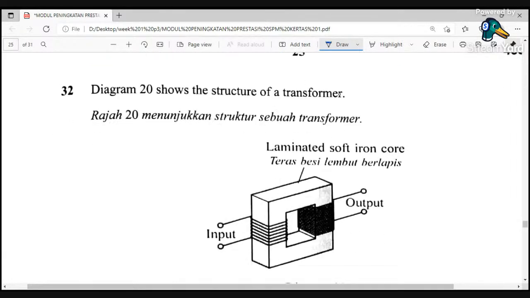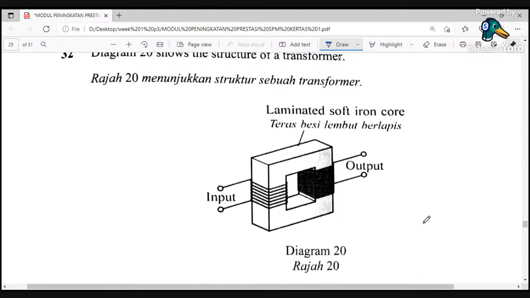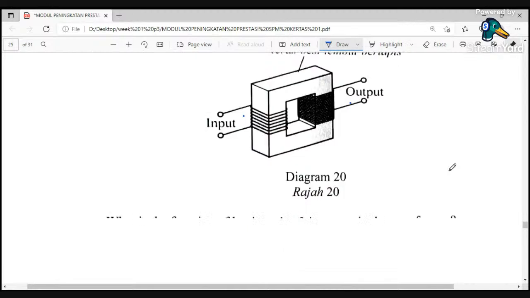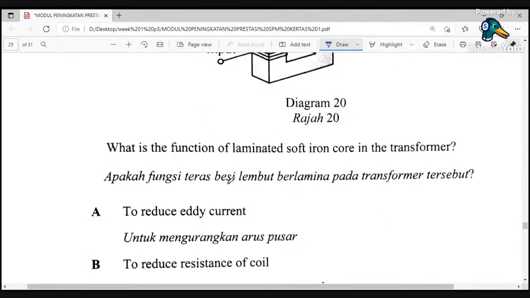Okay, number 32. Transformer. Laminated soft iron core. Ini output, ini input. What is the function of laminated soft iron core?